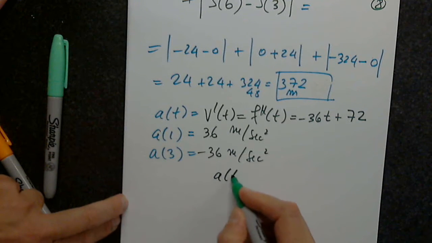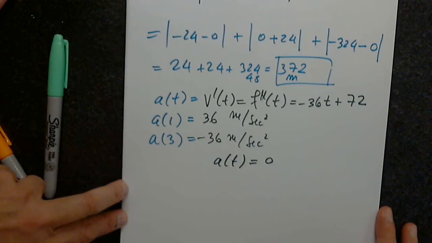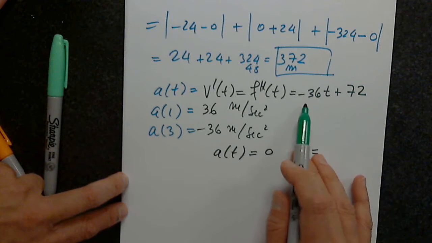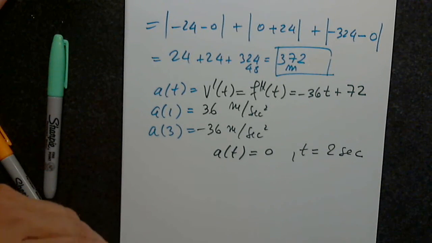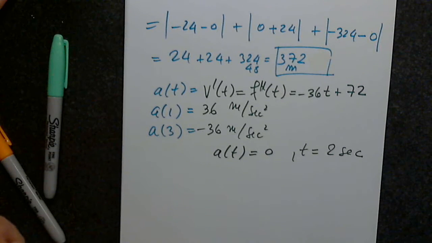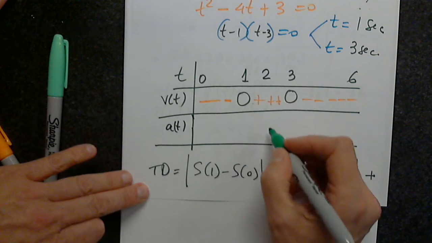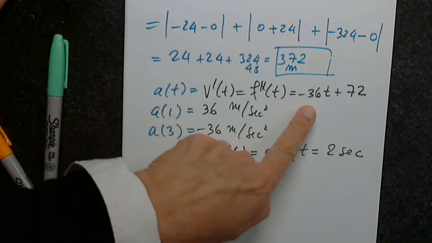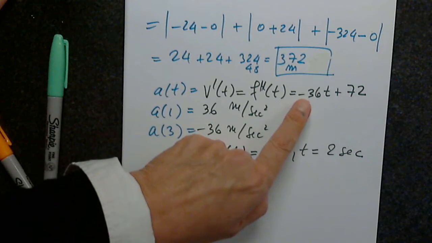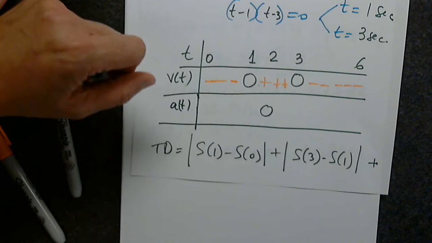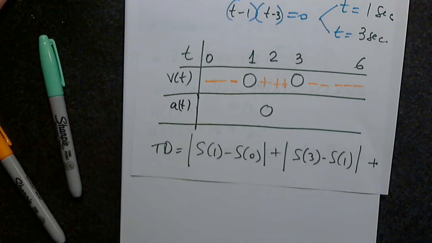And when is the acceleration 0? At t equals 72 over 36, which is 2 seconds. Would you agree? Negative 36 times 2 plus 72 is 0. So we have to put it in the table. So at 2, it's 0. It's a linear function with a negative slope. What is the sign before 2, if it has a negative slope? Positive and then negative.